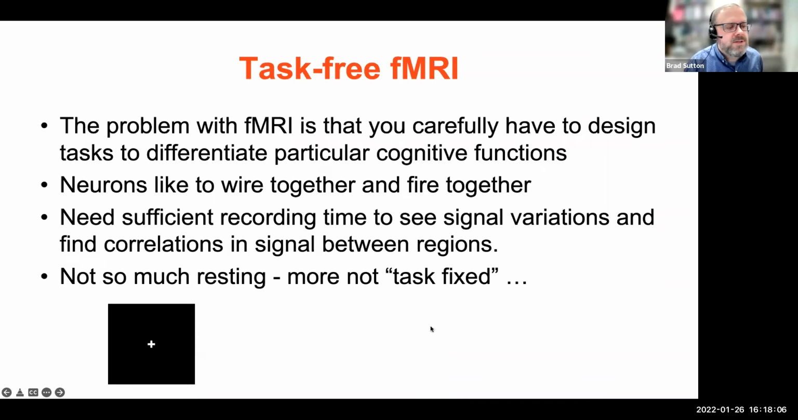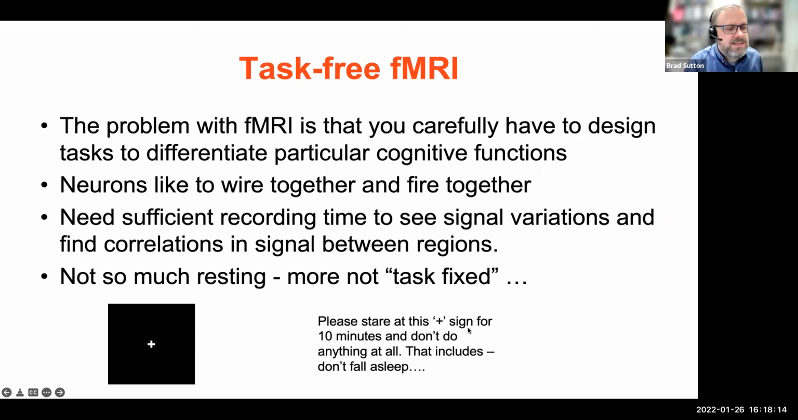So instead of showing you flashing checkerboards every once in a while, we're just going to have you stare at a plus sign for 10 minutes or more. And we're going to tell you, please stare at the sign for 10 minutes and don't do anything at all, okay? Your brain is not going to do nothing. It's going to do a variety of things, but we're going to look to see what's actually communicating with each other to pull out networks from that. But that also includes don't fall asleep too. That's a tough one. So not so much resting state, but not task fixed, okay?